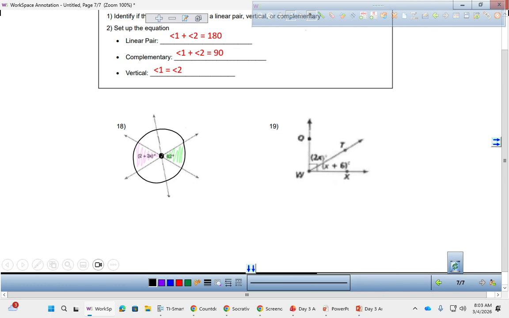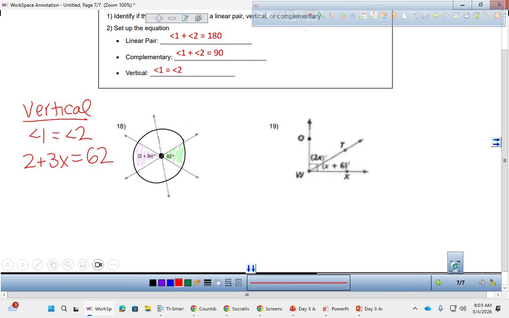These are opposite of one another. And what I know about opposite angles, vertical angles, is that vertical angles are equal. So angle 1 is equal to angle 2. So I'm going to take the equation for angle 1, 2 plus 3x. And I'm going to set it equal to the equation for angle 2.